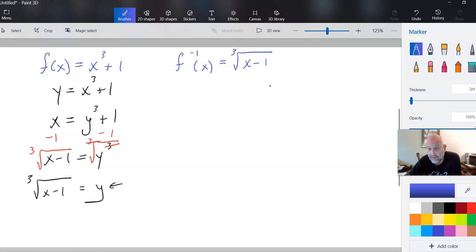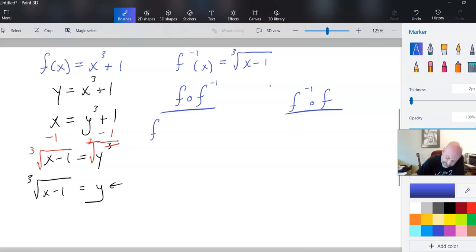Now, since we haven't actually composed these to verify, let's go ahead and compose these. So let's look at f composed with f inverse and f inverse composed with f. We'll look at each one of them separately. So if I do f of f inverse, that's going to give me, let's see here. So f cubes its input and then adds 1. In this case, the inverse function is the cube root of x minus 1. Okay, so this is what we're dealing with.